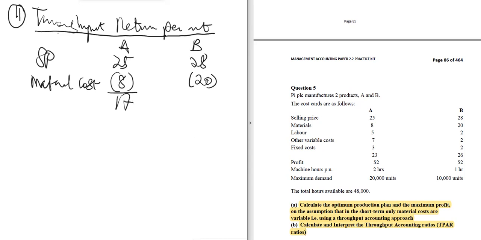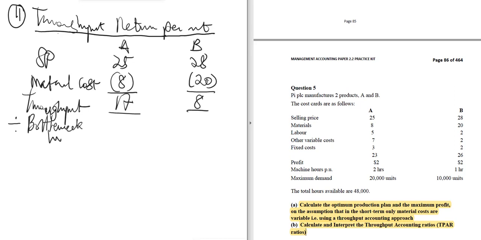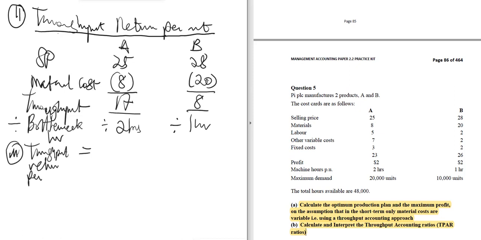You have 17 as your throughput, and here you have 8 as your throughput, right? So that's your throughput return. Now we need what? We divide by the limiting factor or the bottleneck hour. The bottleneck hour is the machine hour. This one is divided by 2 hours, and this one is divided by 1 hour. That's all. So the next step is your throughput return per bottleneck.